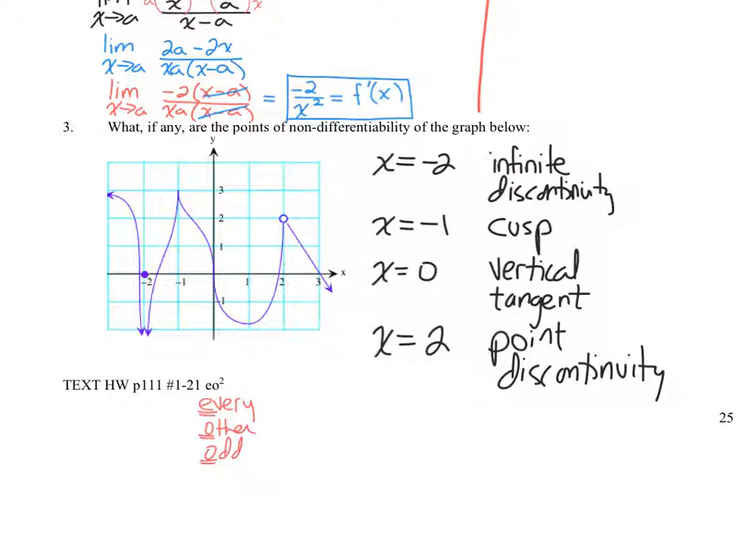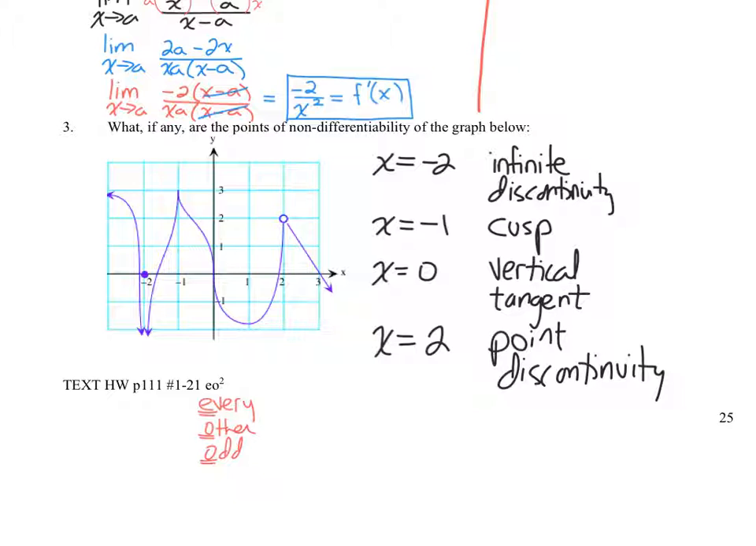The only way this problem could be jazzed up more significantly, and just think free response on the AP, would be: what, if any, are the points of non-differentiability of the graph below? Justify each using limits. So then you'd have to show the limit from the left and limit from the right is going to negative infinity, right? For the original function, illustrating the infinite discontinuity.